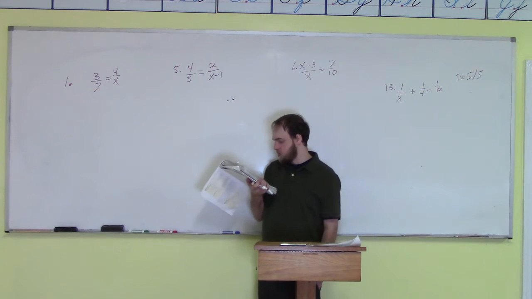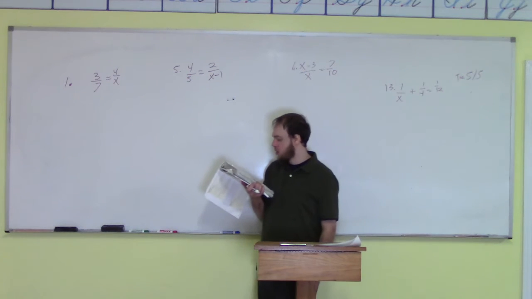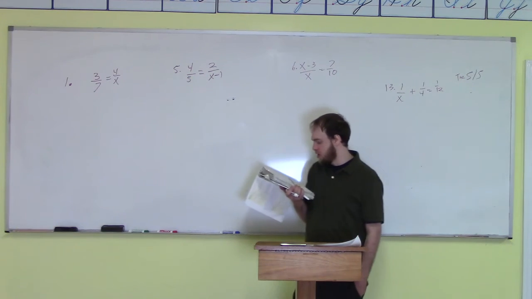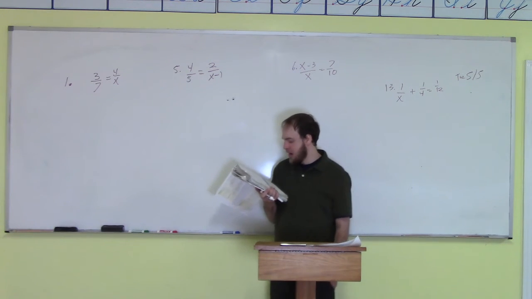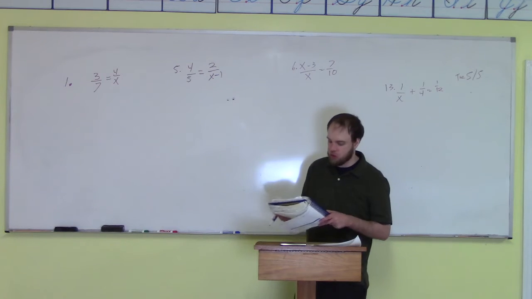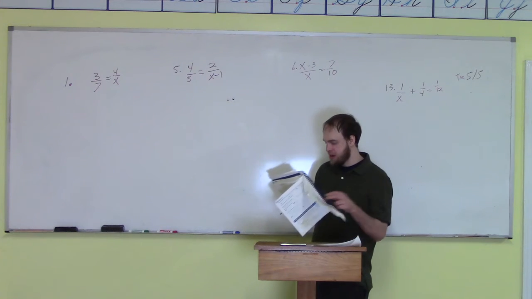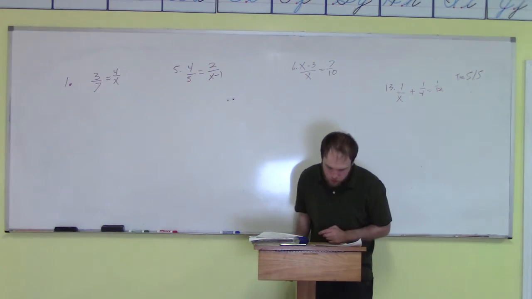Some rational equations can be solved quite simply if they are in the form of a proportion where one ratio is equal to another. Remember that a proportion may be solved by first cross-multiplying and then solving the equation that results. And so the first type of problem we're going to do is number 1 on page 441.